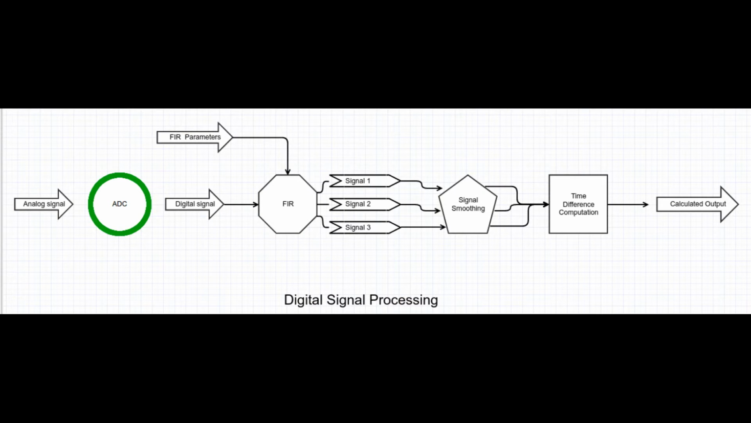First, the ADC processes the signal from the receiver, converting it from an analog signal to a digital one. This is necessary because the Nucleo board can only process digital signals.